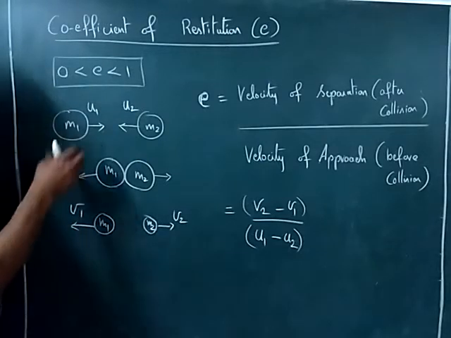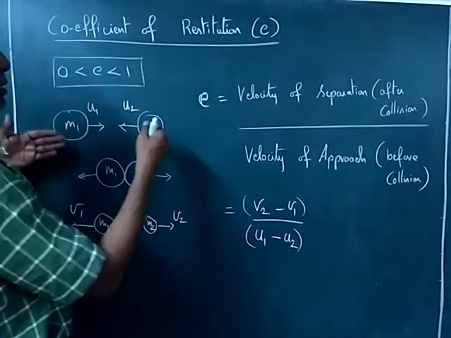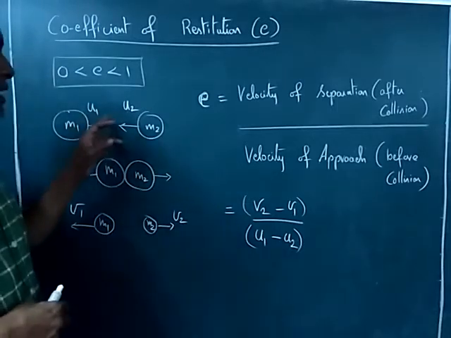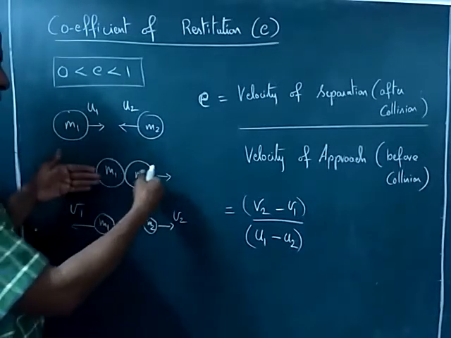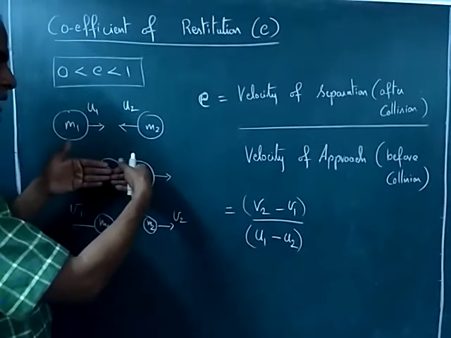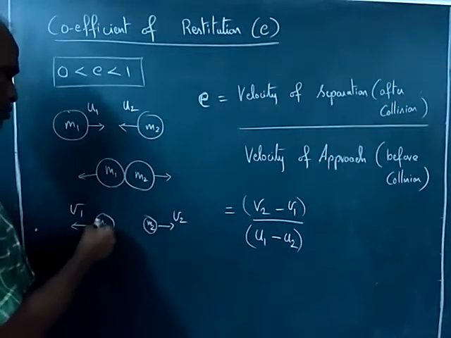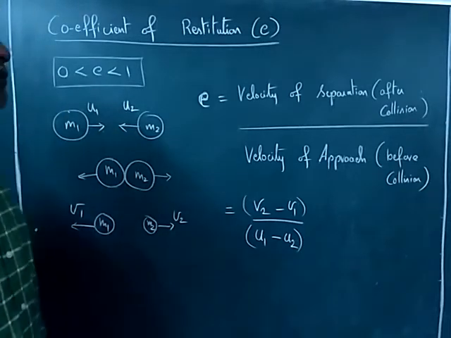Assume two objects having mass m1 and m2. Before collision, they have velocities u1 and u2, and after colliding, m1 and m2 bounce back. Object m1 goes with the velocity v1 and the second object goes with the velocity v2.